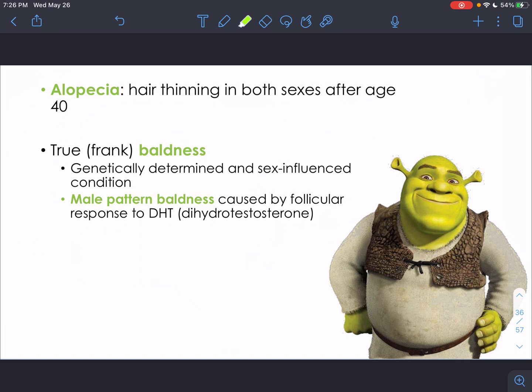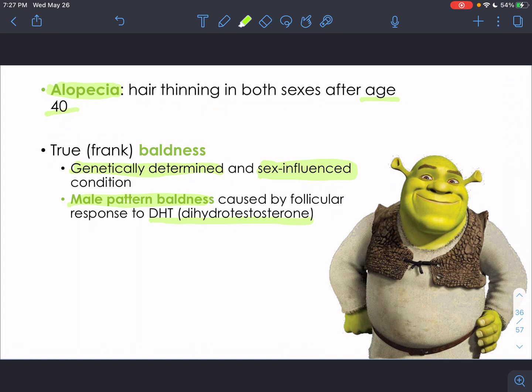And then losing hair, thinning of hair. Alopecia is just hair thinning that happens in both sexes after age 40. As you age, you can lose those hairs and your hair will start to thin out. True baldness is different than just alopecia. Alopecia is just your hair starting to thin, but if you're actually bald, it's genetically determined, so there's nothing you can do about it. It's definitely sex-influenced, which means it's more prominent in males than females. Male pattern baldness is caused by a follicular response to a specific hormone, dihydrotestosterone, that's present. So it's genetic. You can't really do anything to stop it unless you get hair transplants or something.